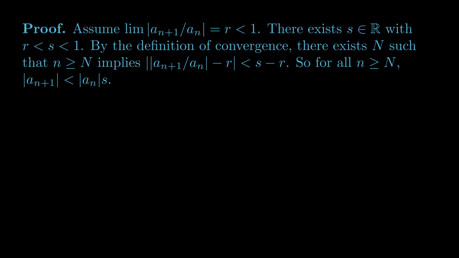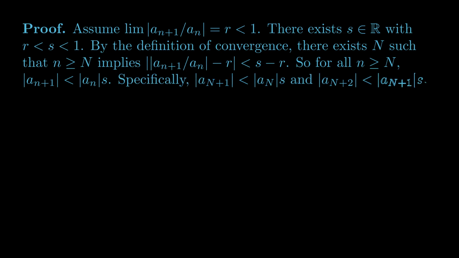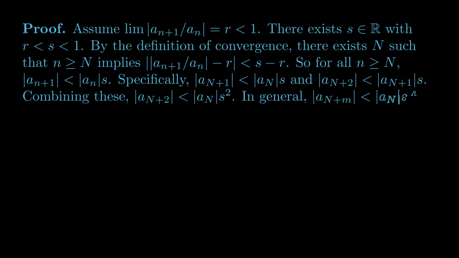So let's write down the specific version of that statement for the index big N and for the index big N plus 1. The absolute value of a sub big N plus 1 is less than the absolute value of a sub big N times s. And then if we use the index big N plus 1, we could write that the absolute value of a sub big N plus 2 is less than the absolute value of a sub big N plus 1 times s. And combining these two together, we could say that the absolute value of a sub big N plus 2 is less than the absolute value of a sub big N times s squared. And in general, we could say that the absolute value of a sub big N plus m is less than the absolute value of a sub big N times s to the m for any index m.